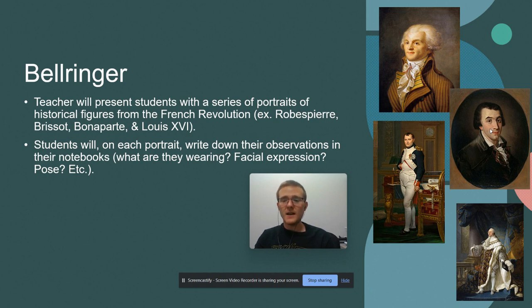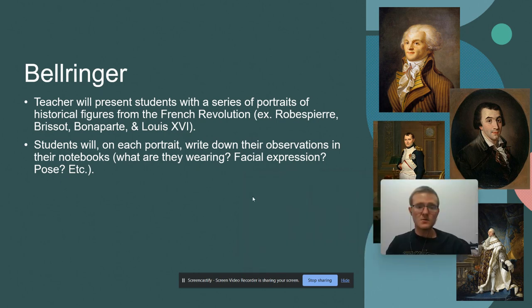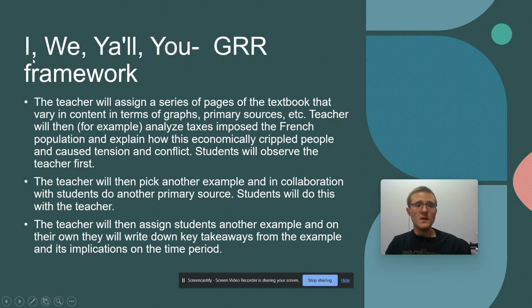And whenever you compare that to the king here, you get a big stark difference. And that difference is what I want students to be able to explain to me, the teacher, or another teacher. So we're going to continue: the I, we, y'all, you, or the GRR framework.